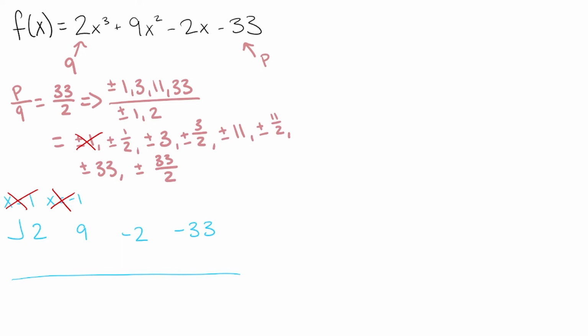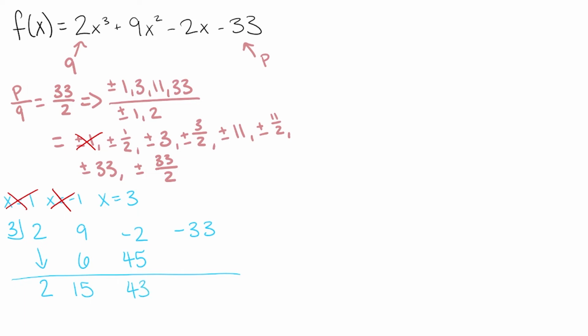So instead of looking at my 1/2, I'm actually going to look at x equals positive 3. So we'll bring down our 2. 3 times 2 is 6. 9 plus 6 is 15. 3 times 15 is 45. Negative 2 plus 45 is 43.